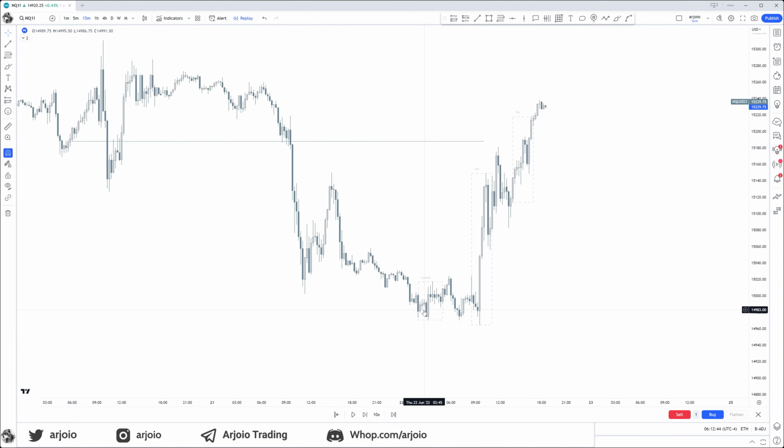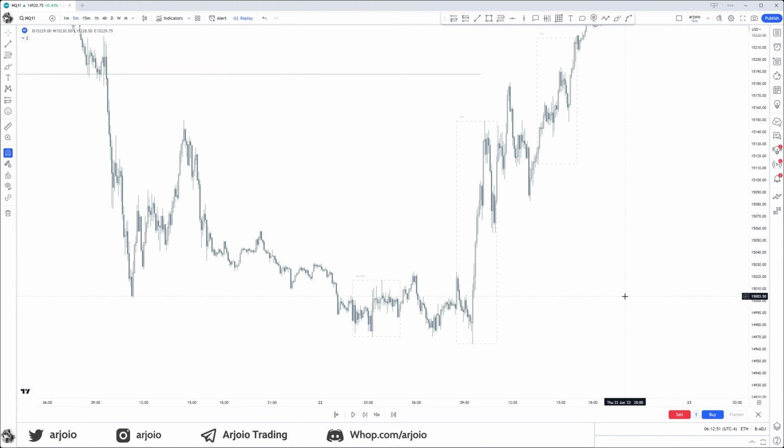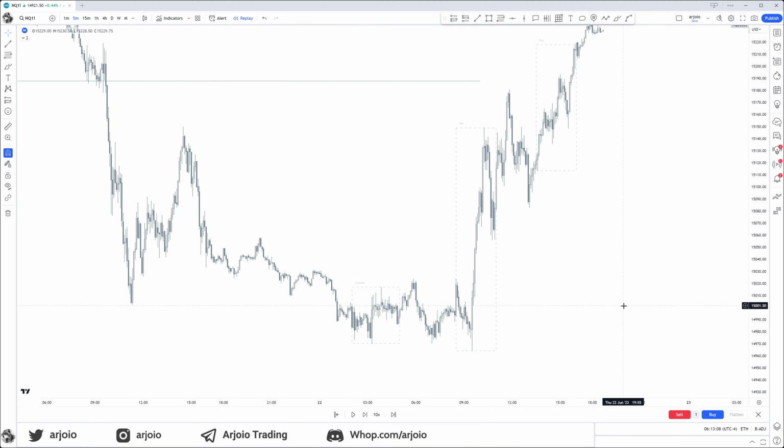So if we zoom in a bit here, we have London consolidation if we dive into the 5-minute. Now, the thing I want you to understand is the difference between Forex and indices. Indices is a real liquidity hunter. Forex as well, of course, it is all based around liquidity.